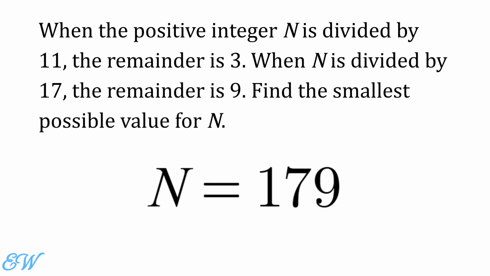So our question was, when the positive integer n is divided by 11, the remainder is 3. When n is divided by 17, the remainder is 9. Find the smallest possible value for n. The smallest possible value is 179.